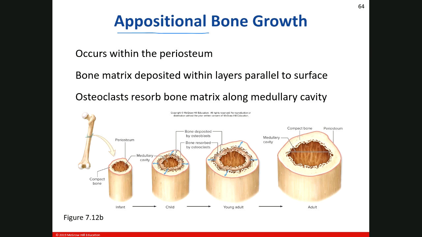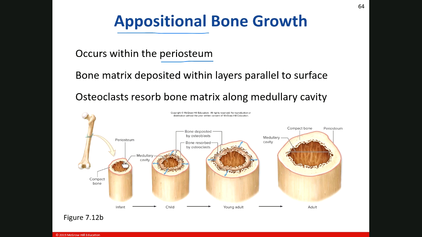Remember, appositional occurs at the periphery, outside the bone. What's outside of our bone material? The periosteum. Periosteum is outside the bone. That's that covering of the bone. And so that inner cell layer is where we have our osteoprogenitor cells, our osteoblasts. So what we're going to see here, as I zoom in, here you can see the periosteum, that's going to be growing bone on the outside.